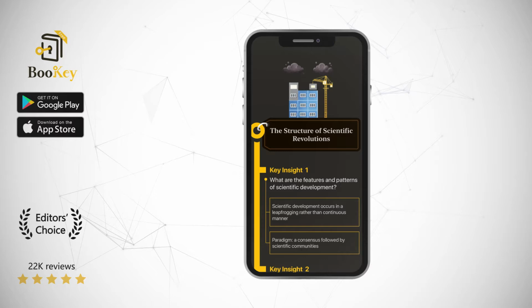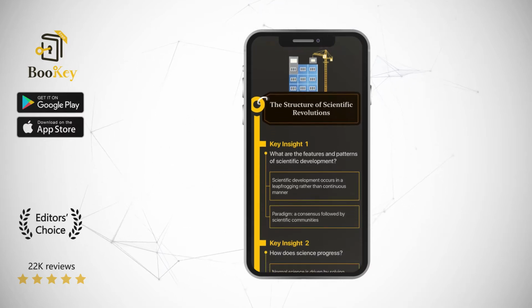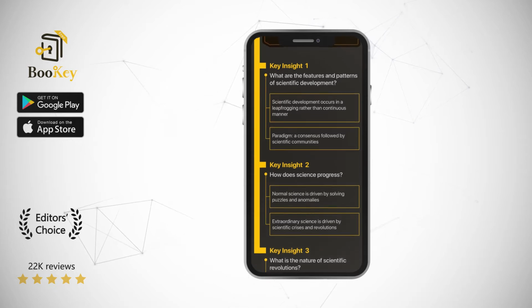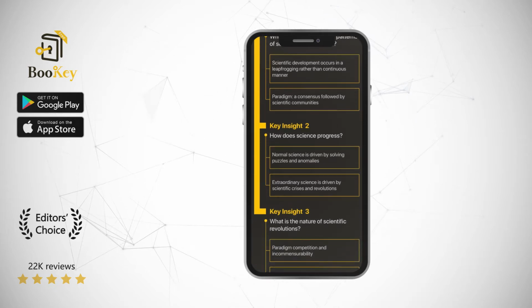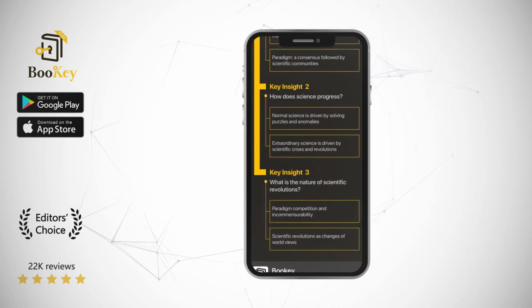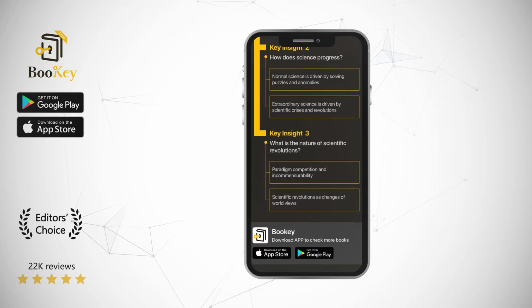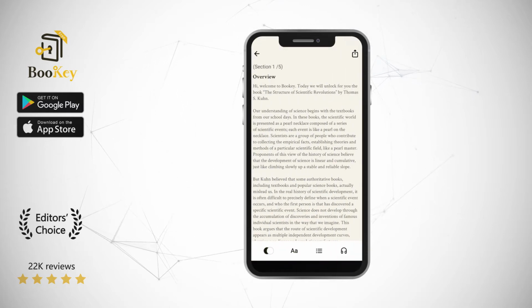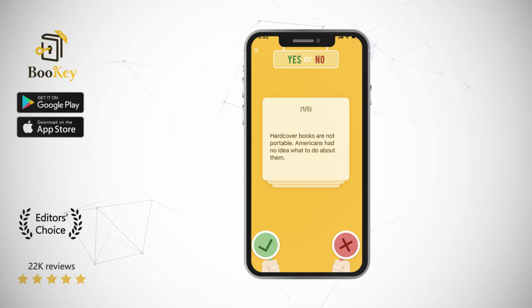Kuhn. Our understanding of science begins with the textbooks from our school days. In these books, the scientific world is presented as a pearl necklace composed of a series of scientific events. Each event is like a pearl on the necklace. Scientists are a group of people who contribute to collecting the empirical facts, establishing theories and methods of a particular scientific field, like a pearl master.